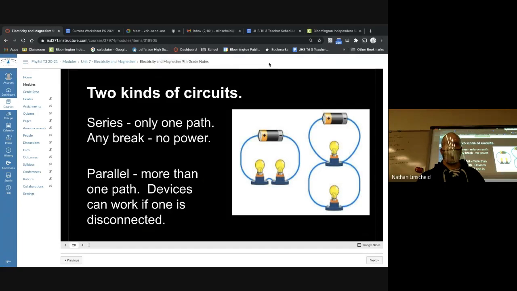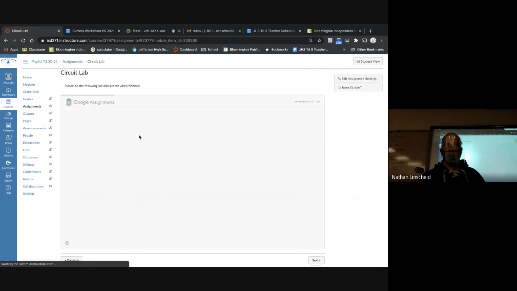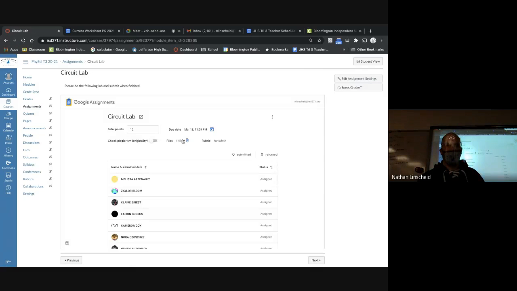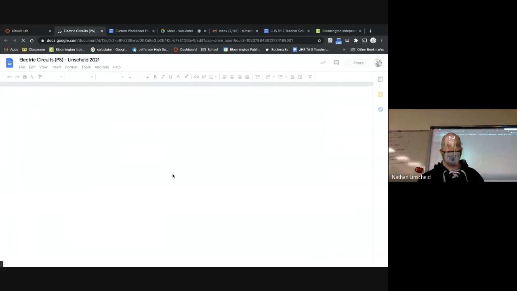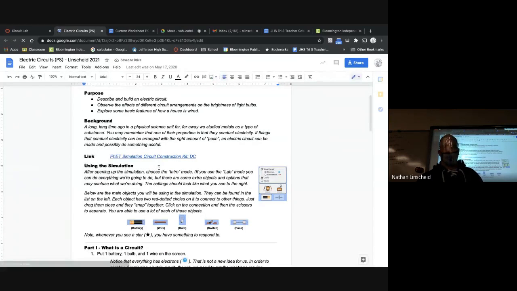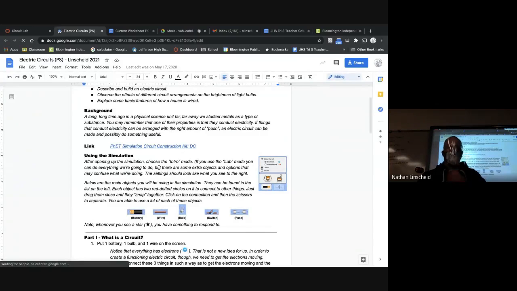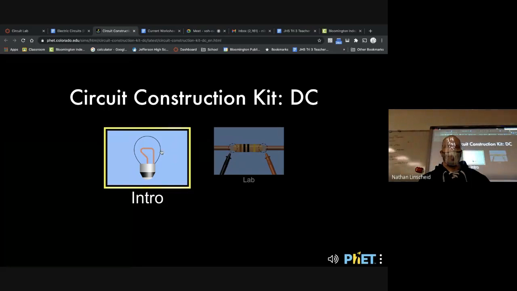Okay, so then let's talk about the circuit lab. And I want to show you kind of how this all works. And this is going to be due on Thursday. So you open up the document that you've been given. And then you click on this link right here. You click on that link, and that opens up the lab simulator.